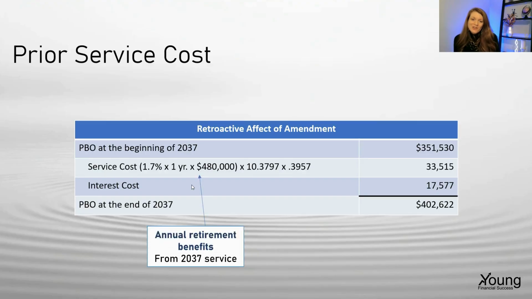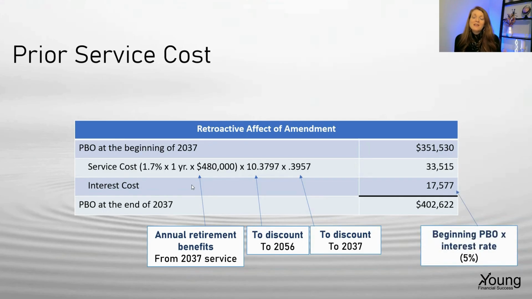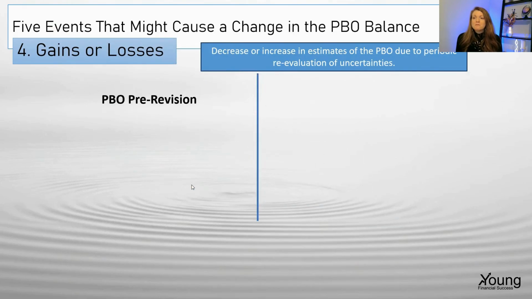Then we have our interest costs, which again is just going to be that 5% times the beginning projected benefit obligation, which gives us $17,577. We add all that together, and then we end 2037 with $402,622. Now, what this tells us is that's how much we should have set aside at the end of 2037. That's not always going to be the case, though, but that's what they're telling us this is what we should have. So then that's going to lead us to the plan assets. We'll look at that in just a minute.